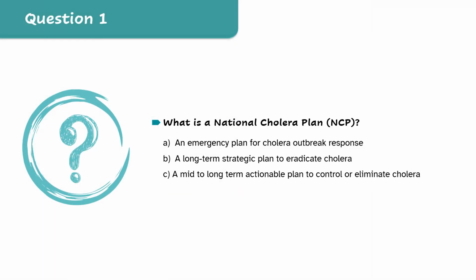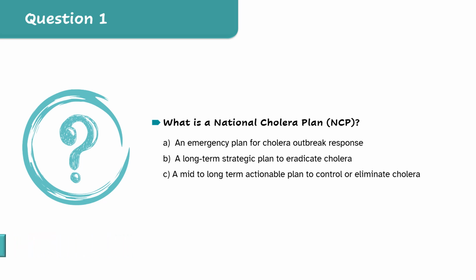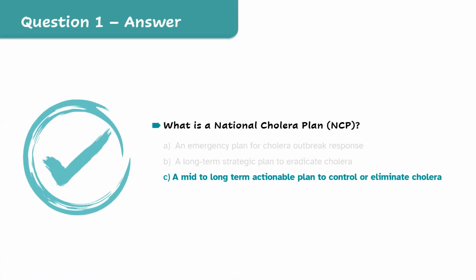Question 1. What is a National Cholera Plan, NCP? A. An emergency plan for cholera outbreak response. B. A long-term strategic plan to eradicate cholera. C. A mid to long-term actionable plan to control or eliminate cholera. The correct answer is C. An NCP is a mid to long-term actionable plan to control or eliminate cholera.